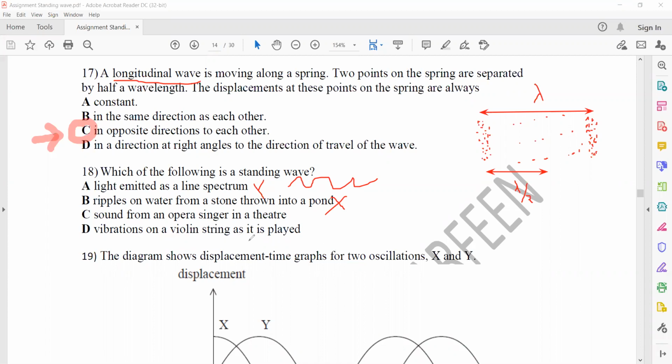Sound from an opera singer in a theater is not producing a standing wave, but the vibration of a violin string is, because when we pluck the string, it produces two waves which travel in opposite directions and give rise to the standing wave. So D is the right answer for question 18.